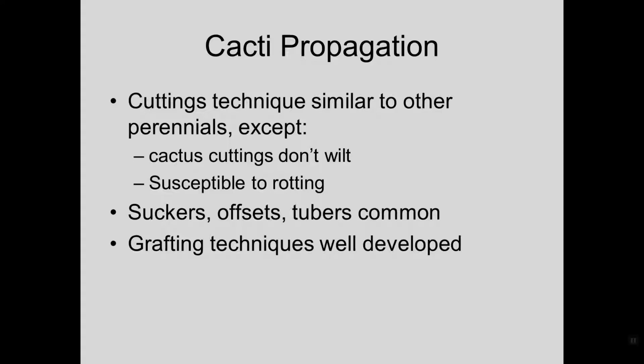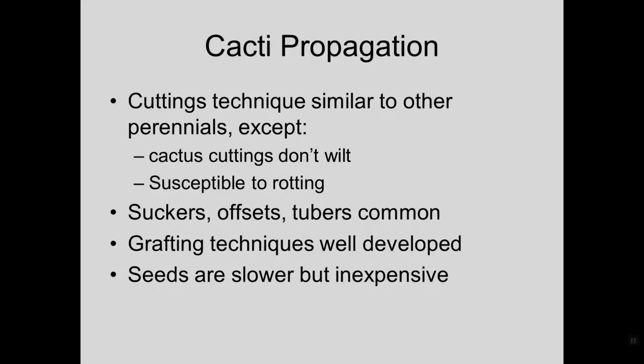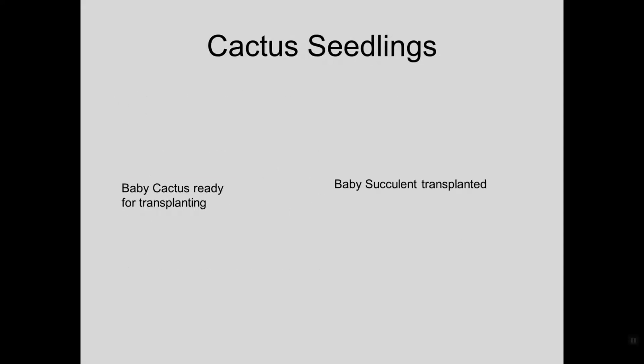Grafting techniques are also well developed for cacti. Those are just for fun. They sell pretty well. And seeds, you can always use seeds to propagate cactus, but they grow slowly. They're inexpensive to get, but they grow very slowly. For most cactus and succulents, propagation by seed for your business is not the way to go. Cuttings is the way to go. Much faster. Just break off pieces of the mother plant and get them to form roots.